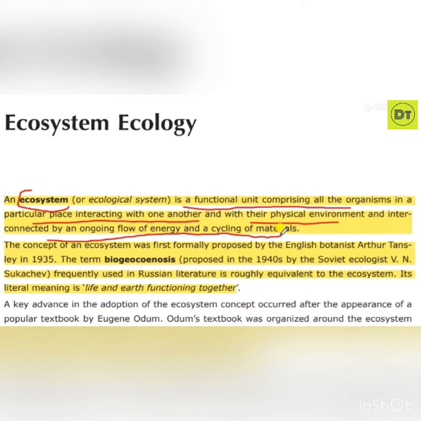So an ecosystem, in simple words, is a group of individuals living together in a particular place which interact among one another and also with the physical environment, and the group of organisms are interconnected by a continuous flow of energy and materials. The first concept of ecosystem was given by the English botanist Arthur Tansley in 1935. The term biogeocoenosis is frequently used in Russian literature, which has an equivalent meaning to the term ecosystem. Its literal meaning is life and earth functioning together.